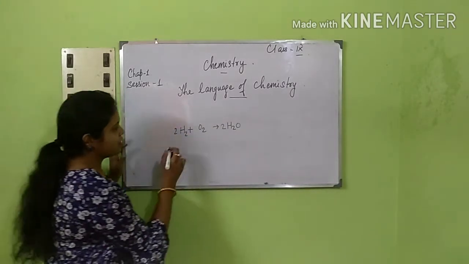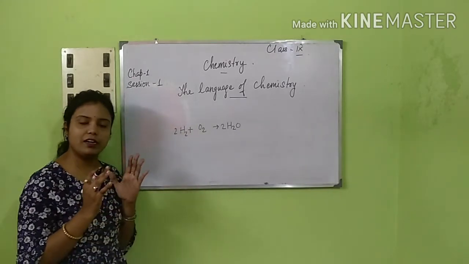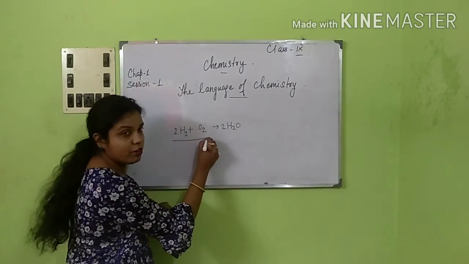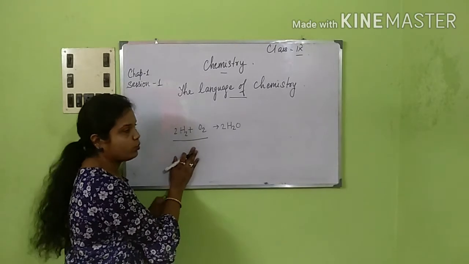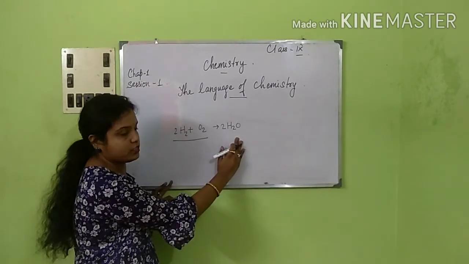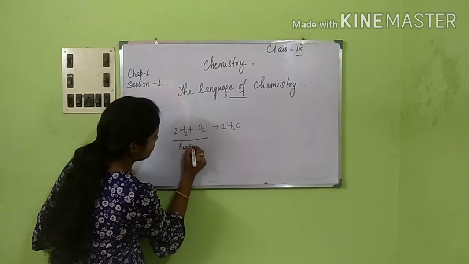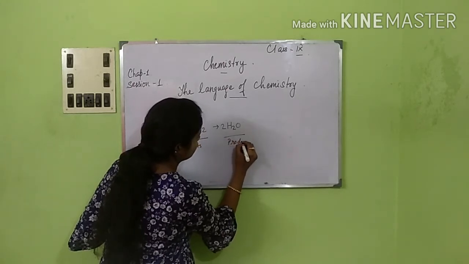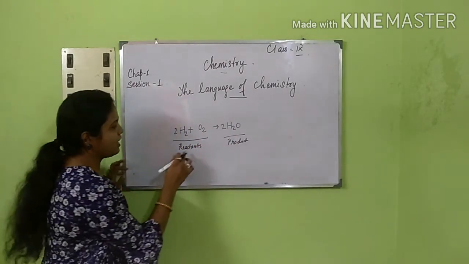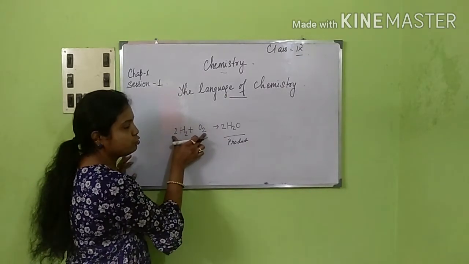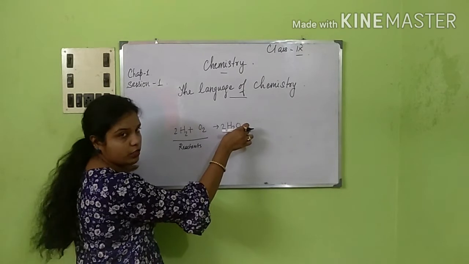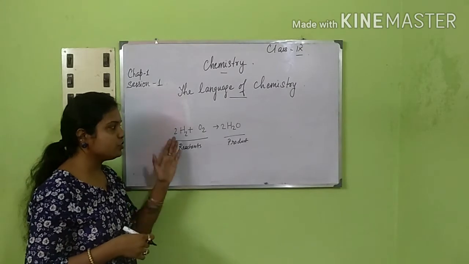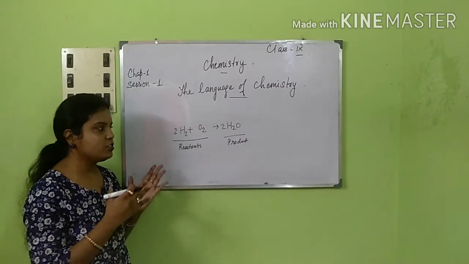Now you might ask why we are balancing. This is just to maintain the law of conservation of matter, because the number of atoms on the reactant side should be equal to the number of atoms on the product side. What are the reactants here? Hydrogen and oxygen. What is the product here? Water. The atoms of the reactants should be equal to the atoms of the product. That is the main criterion to maintain the law of conservation of matter. So this is very important for us.